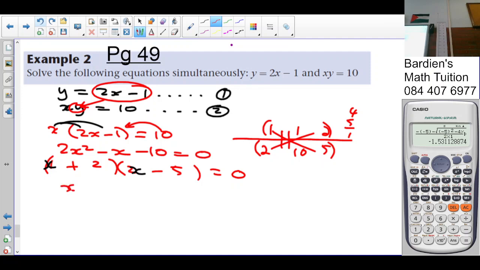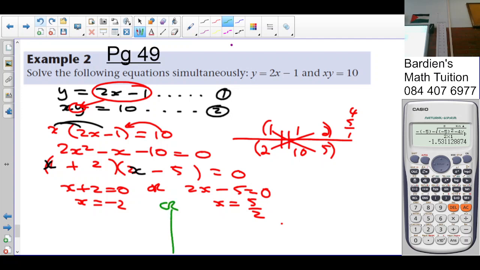So what do we say? x plus 2 is equal to 0, or 2x minus 5 is equal to 0. So x is equal to negative 2, or x equals 5 over 2. Have I done the job? No, not complete. I must substitute back into that equation. Why won't I go into the second equation? It won't be wrong, but why not? Because in the first equation we already have y as the subject of the formula. Can you see that, people?